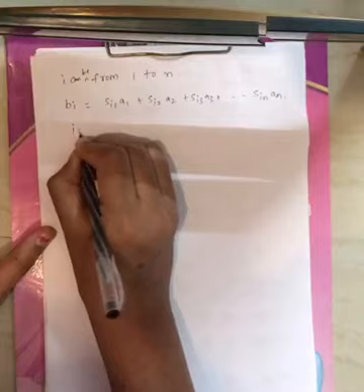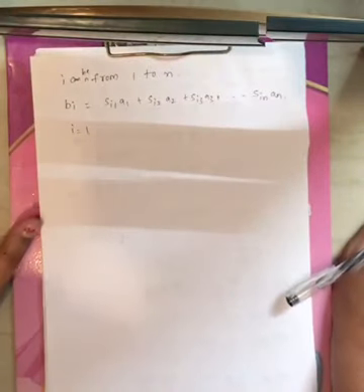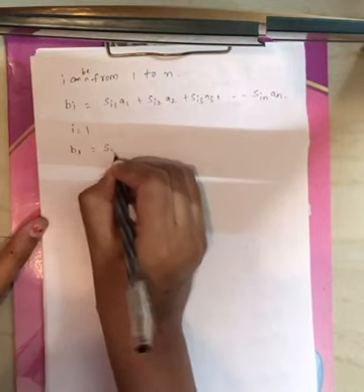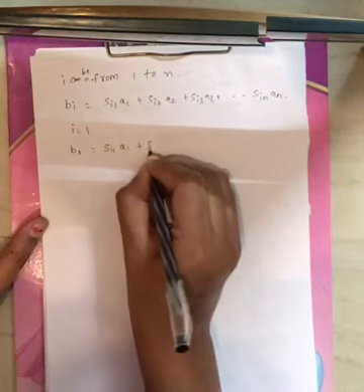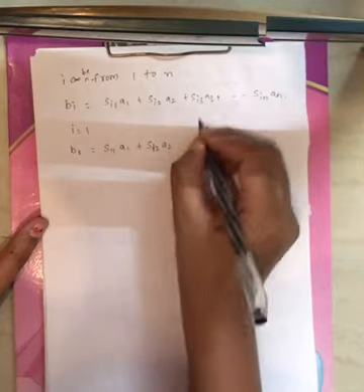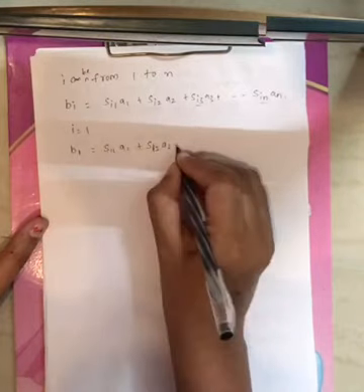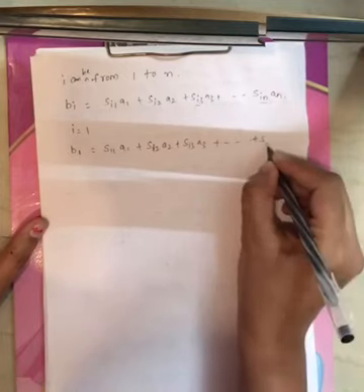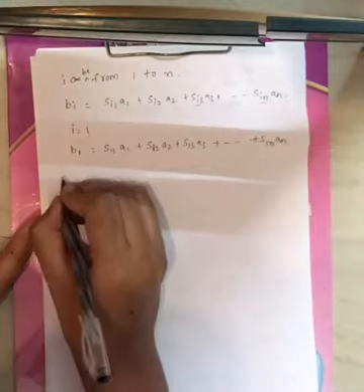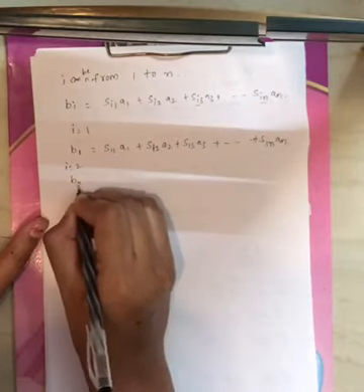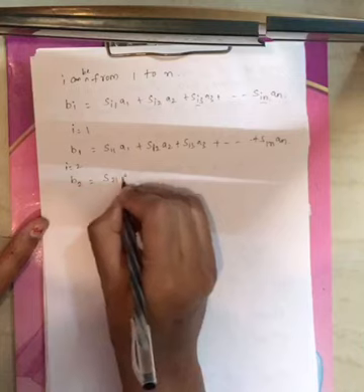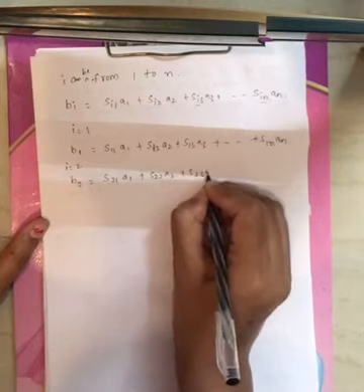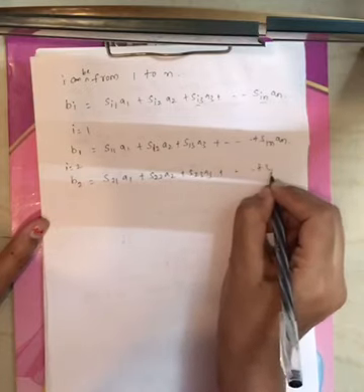Now as I have said, i can vary from 1 to n. Now i equals 1. When i equals 1, B1 equals S11 A1 plus S12 A2 plus S13 A3, substituting i equals 1 in the above equation, and so on up to S1n An. Now i equals 2. Now B2 equals S21 A1 plus S22 A2 plus S23 A3 plus so on up to S2n An.